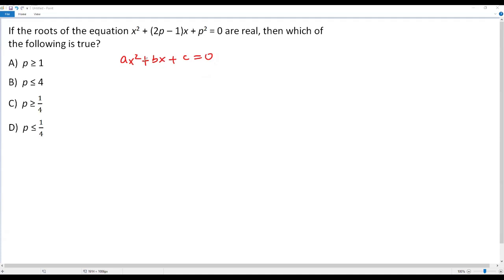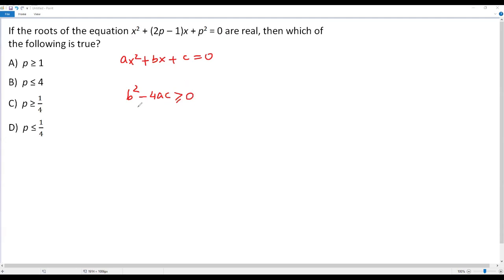Usually we have two roots for a quadratic equation. If a quadratic equation has two real roots, then the value of the discriminant b² − 4ac has to be greater than or equal to 0. Now we can use this concept in our quadratic equation because the two roots of the given quadratic equation are real. Then the value of the discriminant b² − 4ac for this quadratic equation has to be greater than or equal to 0.